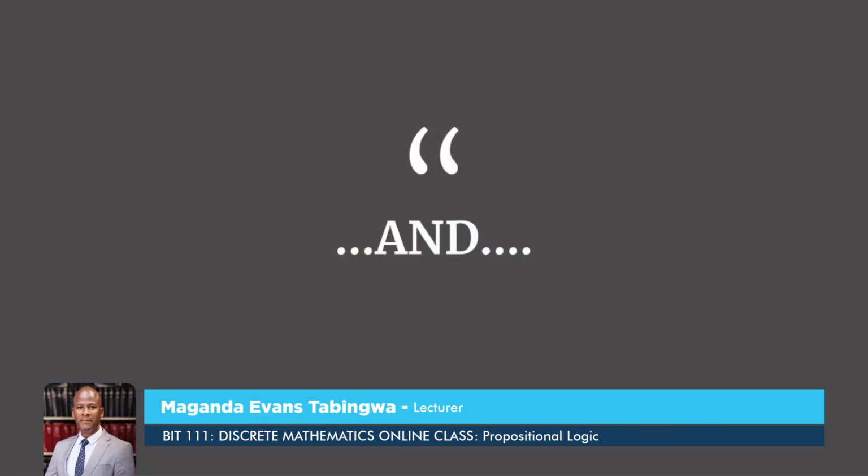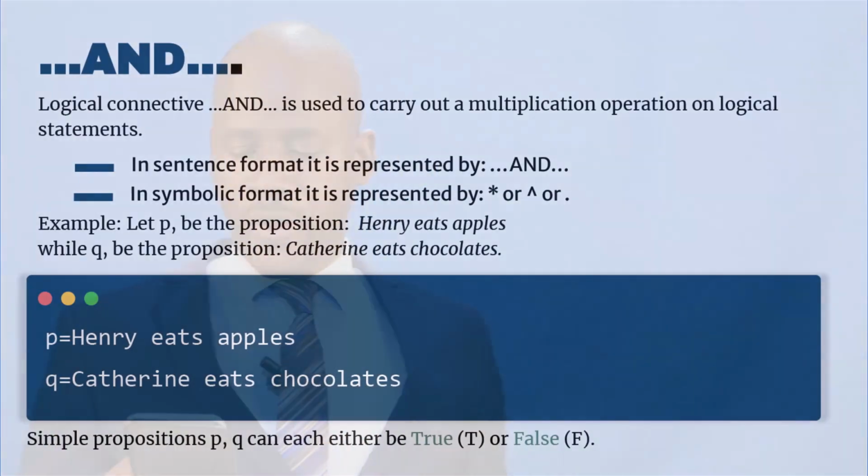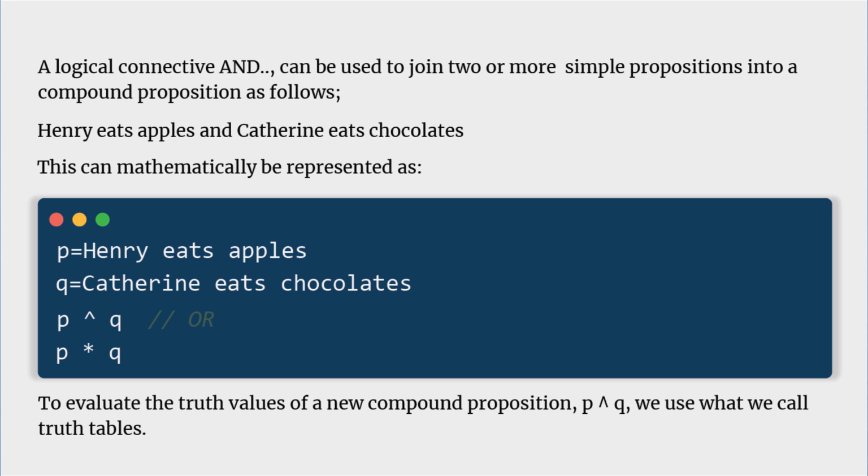Now we go to an AND logical connective. I've already told you that the AND logical connective, or what we call the conjunction, is always used to carry out a multiplication operation, okay? We are still using the same propositions. P is equal to Henry eats apples, and Q is equal to Catherine eats chocolates. If we combine the propositions using AND, we shall say Henry eats apples and Catherine eats chocolates.